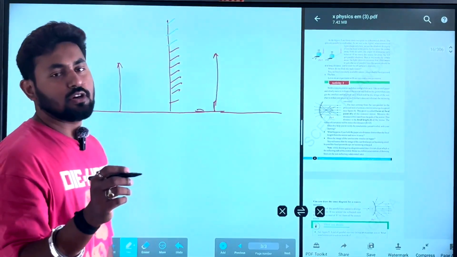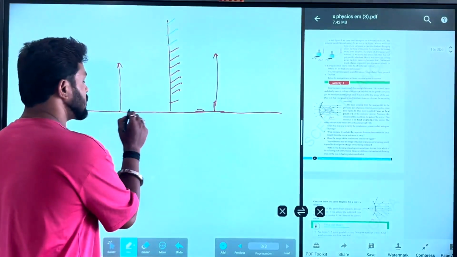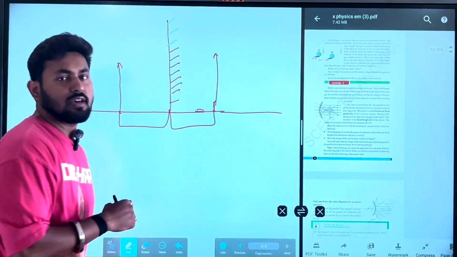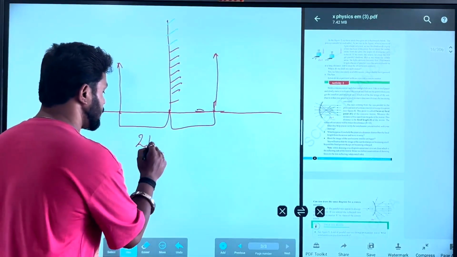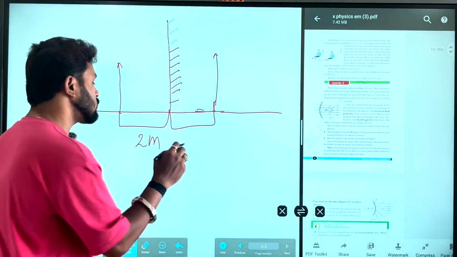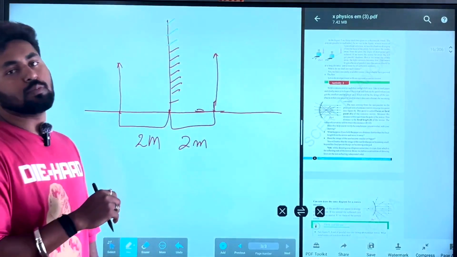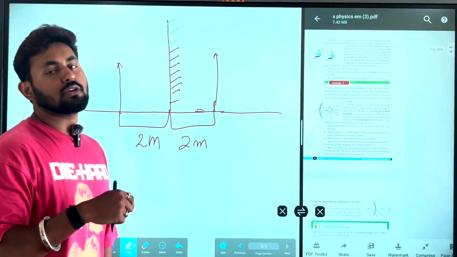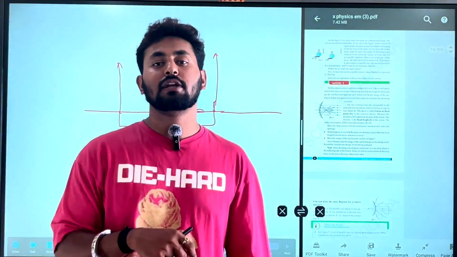Now the distance of the image from the mirror, this distance and this distance, remains the same. Let's say if this is 2 meters that you have, the image distance from the mirror will also be the same. That is 2 meters and 2 meters. And the image is virtual.